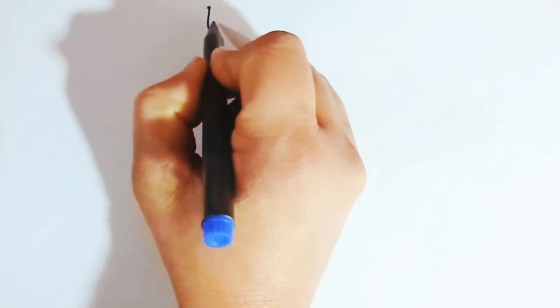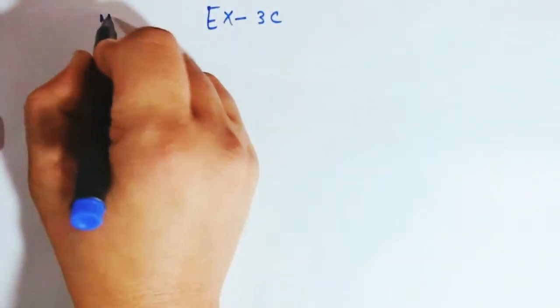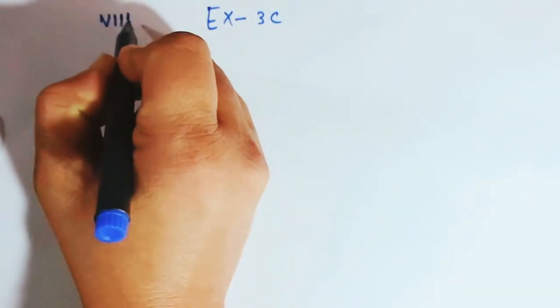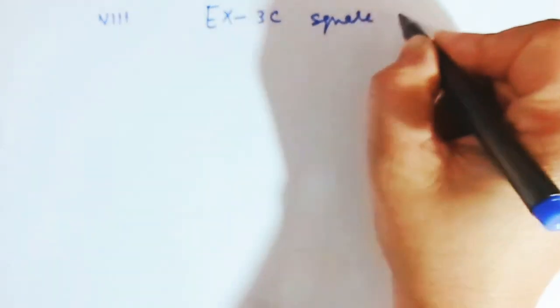Hello everybody, we are in exercise 3C. Let's remember that we are in class 8, which is very important. We are dealing with square and square root. The most important thing over here is we shall be learning about some properties.